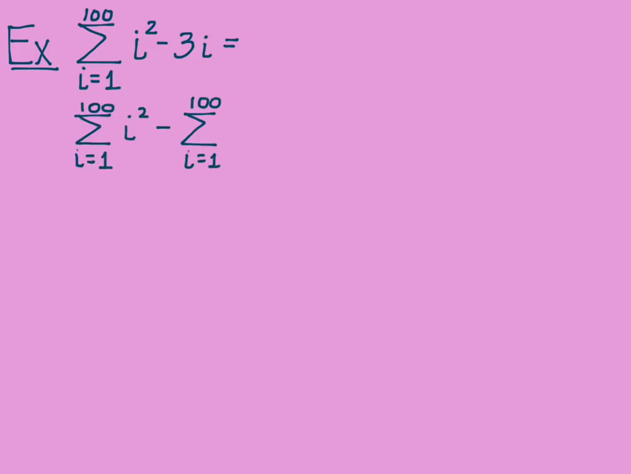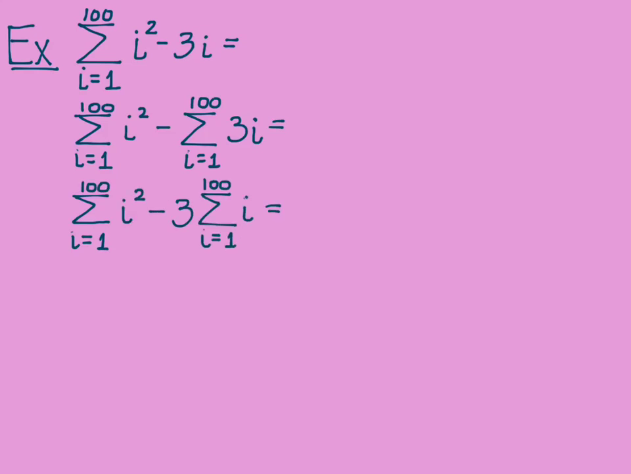So we know that the sum rule and the difference rule allow us to separate this into two sums. I have the sum as i goes from 1 to 100 of i squared minus the sum as i goes from 1 to 100 of 3i. Now I know that I'm allowed to pull the 3 outside of the sum because it's a constant multiple. So now I have the sum as i goes from 1 to 100 of i squared minus 3 times the sum as i goes from 1 to 100 of i. Now I can just apply the formulas from the previous slide.